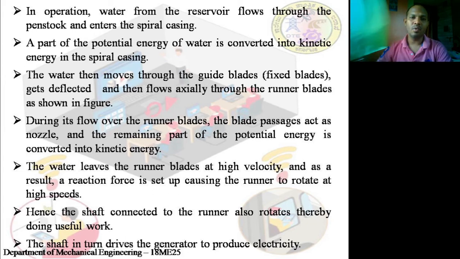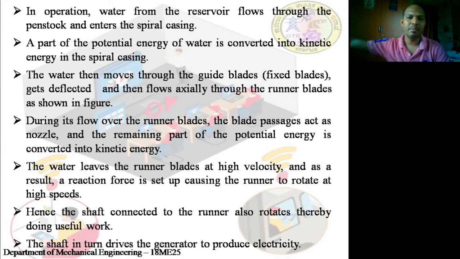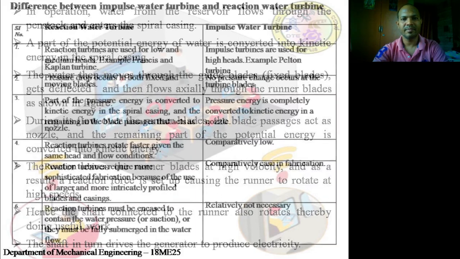During its flow over the runner blades, the blade passages act as the nozzle, and the remaining part of the potential energy is converted into kinetic energy. The water leaves the runner blades at a very high velocity, and as a result a reaction force is set up, causing the runner to rotate at a high speed. Hence the shaft connected to the runner also rotates, thereby doing useful work. The shaft in turn drives the generator to produce electricity. That is the one thing.